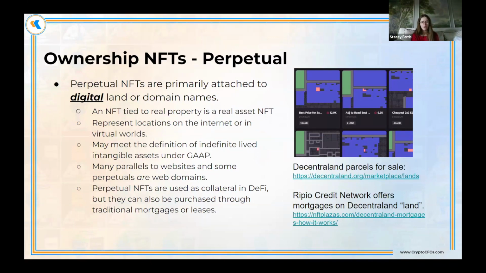Many parallels to websites, and some perpetuals are web domains. And perpetual NFTs have been used as collateral in DeFi, and they can also be purchased through traditional mortgages or leases. The Ripio Credit Network offers mortgages on Decentraland land. So that's the future, I guess.